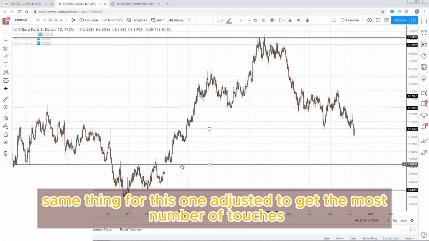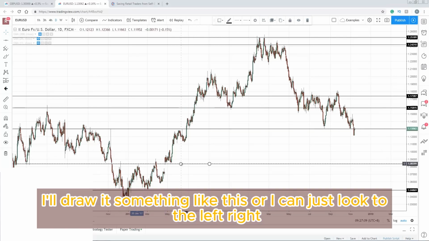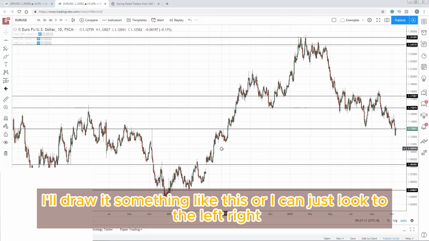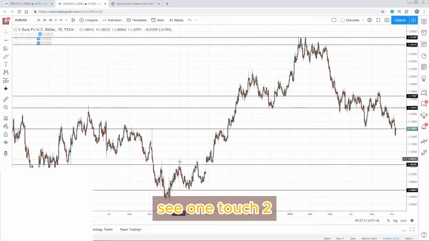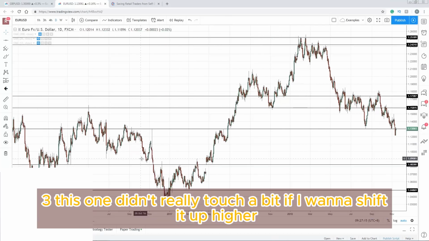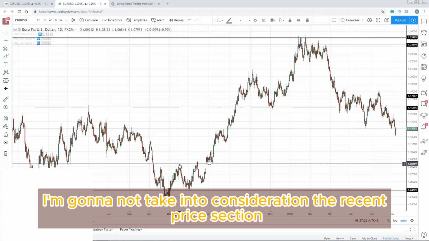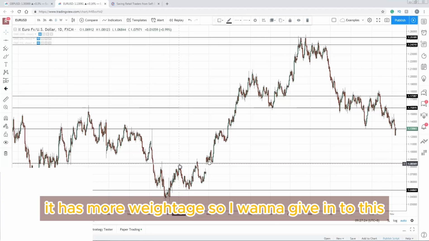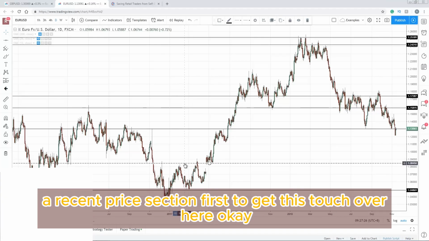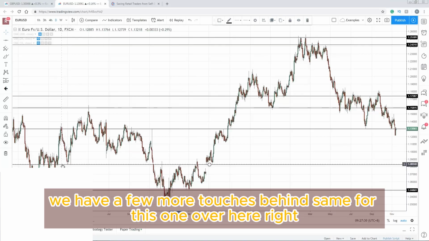Again, same thing for this one. Adjust it to get the most number of touches. I'll draw it something like this, or I can just look to the left or right. See? 1 touch, 2, 3. This one didn't really touch a bit. If I shift it up higher, I might miss this one out. So what I'm going to do is take into consideration the recent price action. It has more weightage. So I want to give in to this recent price action first to get this touch over here. Okay, and we have a few more touches behind.